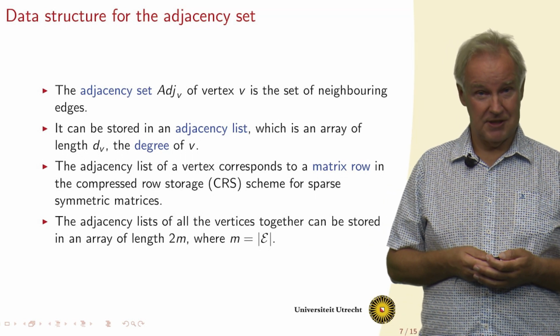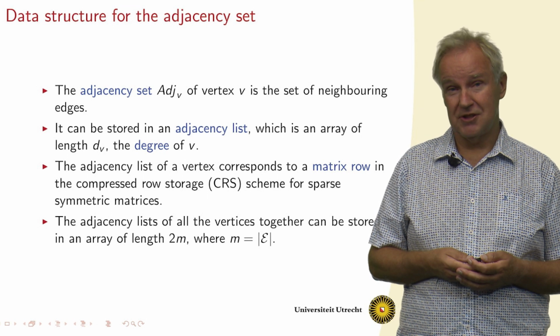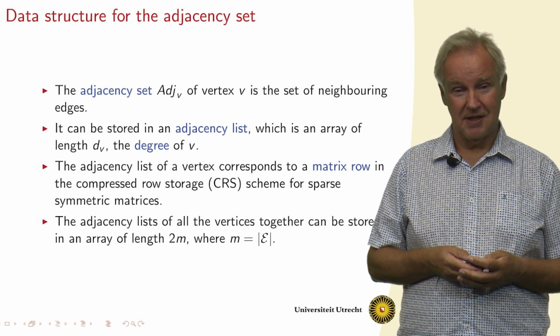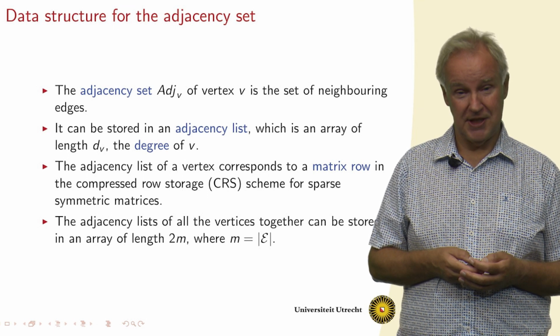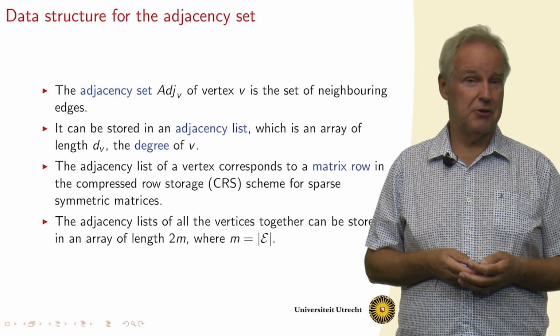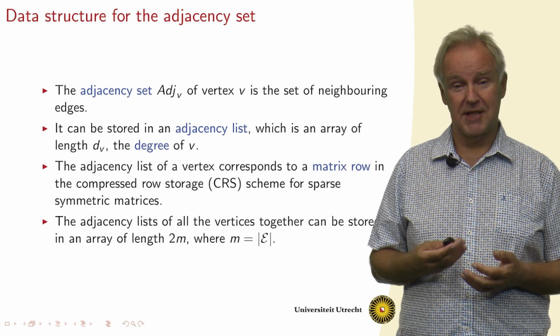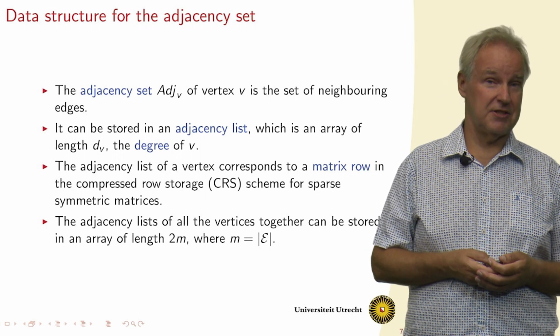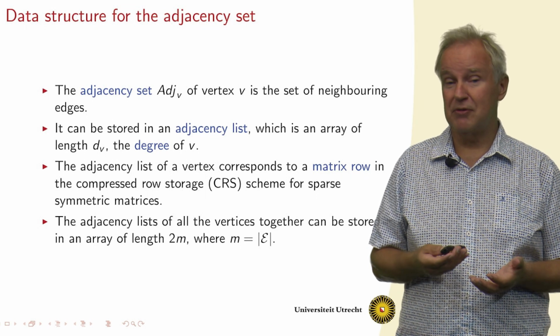Every vertex has an adjacency set. It's the set of edges that are connected to v. We denote it by adj(v), the adjacency set of v. And you can store it just as a list, for example, a list with the vertex numbers. The list has length d, that's the degree of v, the number of neighbors.